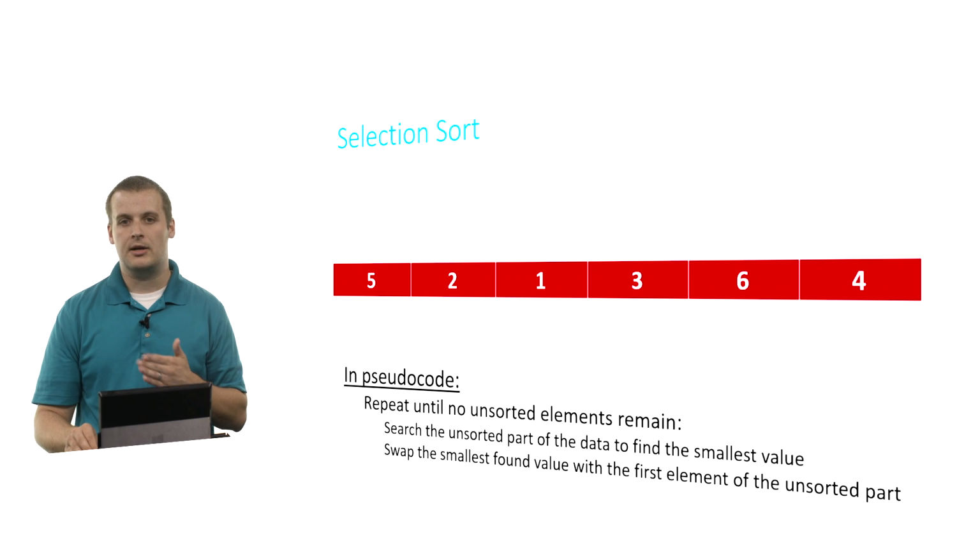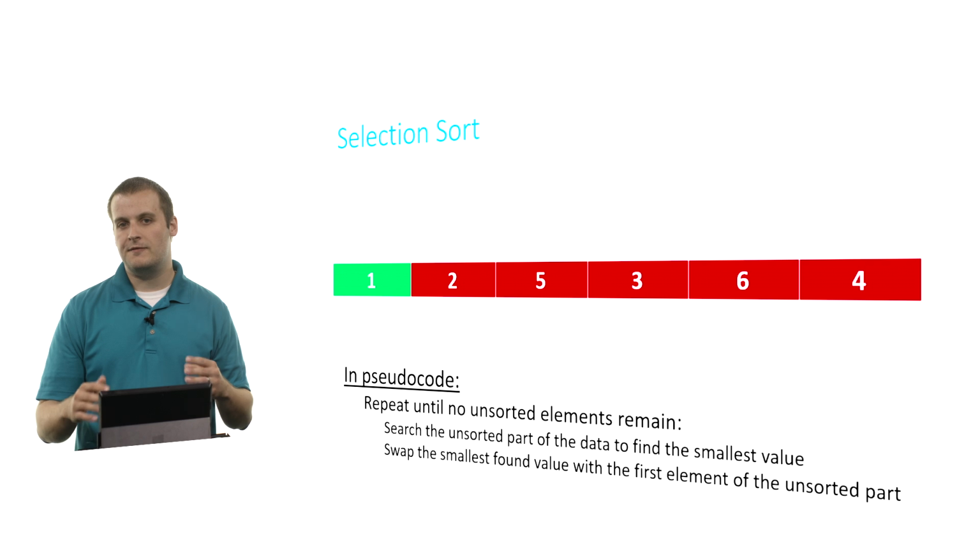Right now, again, the entire array is the unsorted part. All of the red elements are unsorted. So we search through and we find the smallest value. We start at the beginning, we go to the end, we find that the smallest value is 1. So that's part 1. And then part 2, swap that value with the first element of the unsorted part, or the first red element. In this case, that would be 5, so we swap 1 and 5.